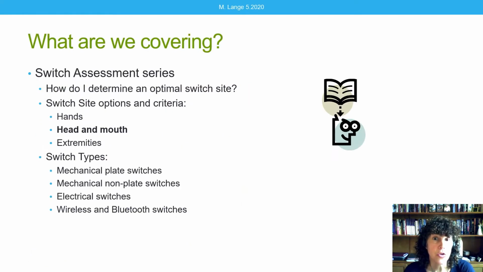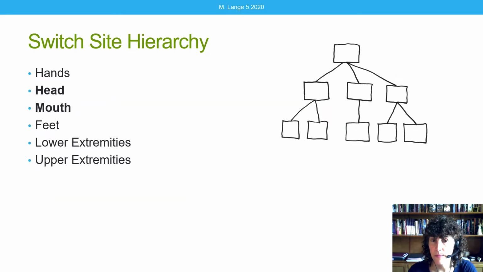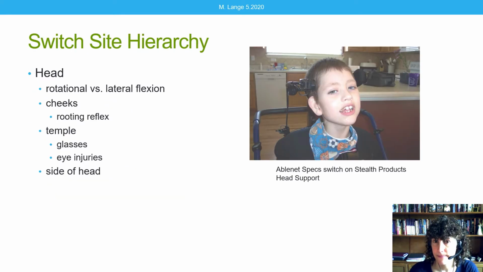So again, this is part of a series, and we are in our section of the series looking at potential switch hierarchy, a hierarchy of locations, focusing today on the head and the mouth. So around the head, there's actually quite a few places we can place a switch to meet that individual's needs. Again, meeting the needs or requirements of an optimal switch site as well.